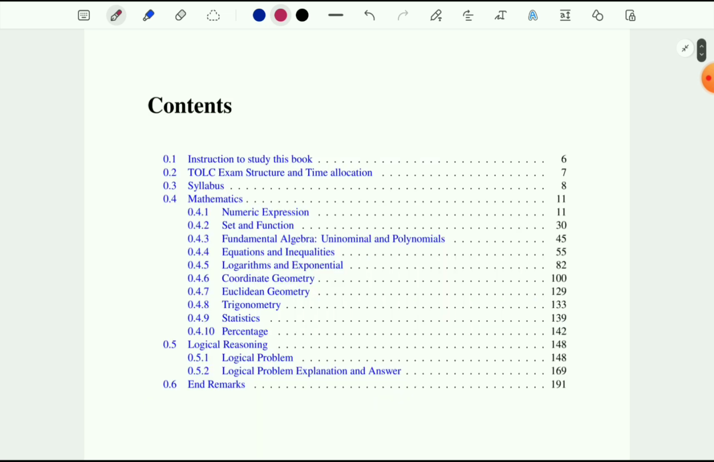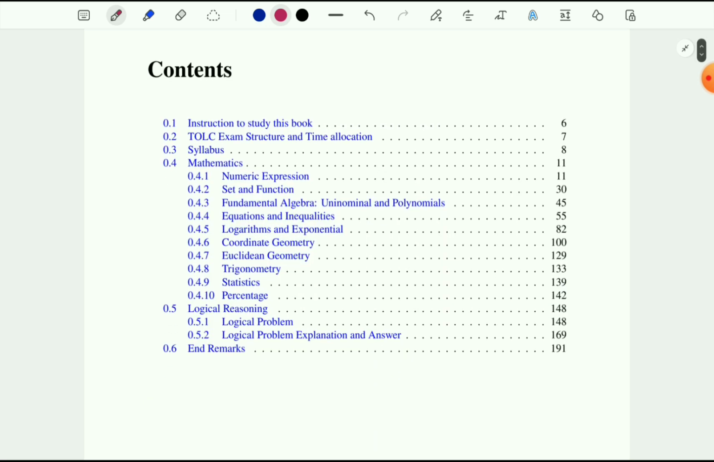So here are the contents. You can see the detailed contents of the book, instructions to study it, the mathematical chapters, and the logical reasoning problems. You can find the logical problems' explanations and answers at page number 169. So today we are going to solve logical problems from the book. Let's start.